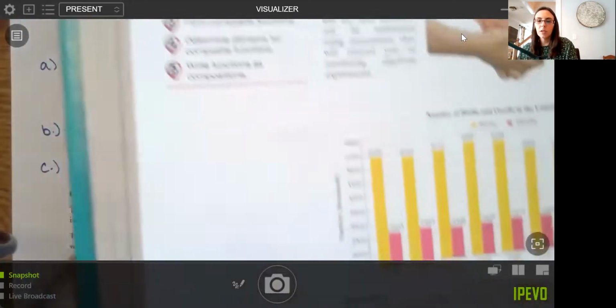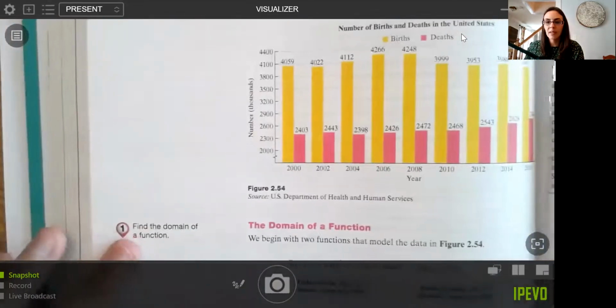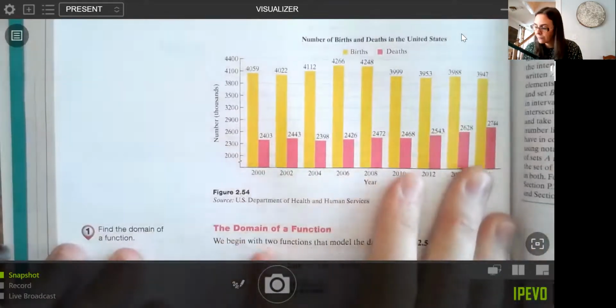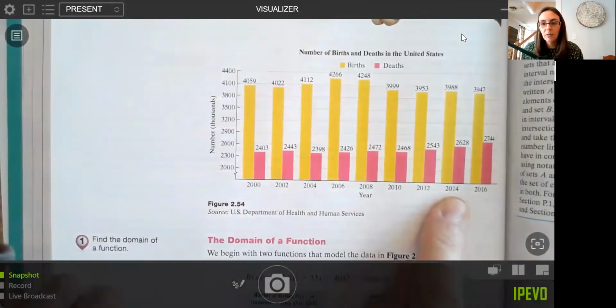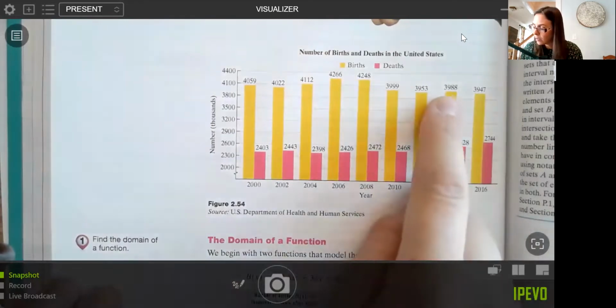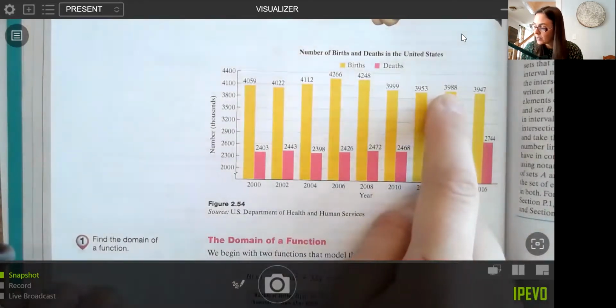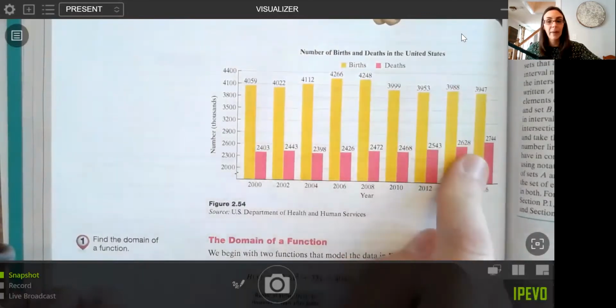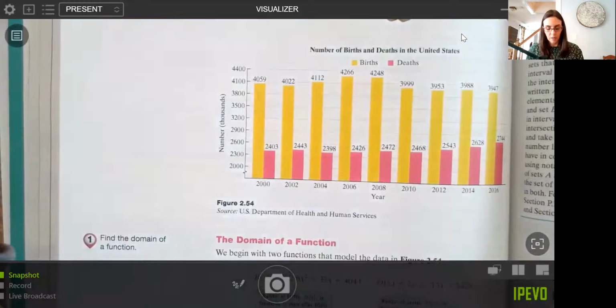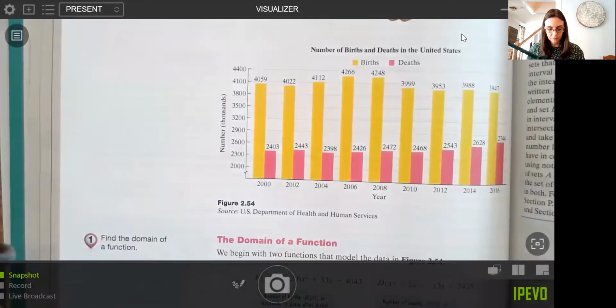All right, so here's your text, and here's that chapter opener piece that they're looking at here. So in 2014, they had 3988 for the births and 2,628 for the deaths. So if we subtract those two numbers, then we'd be able to find out the change there. So I'm going to use my calculator here.